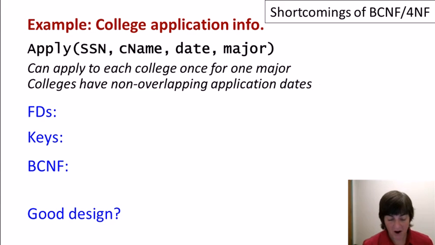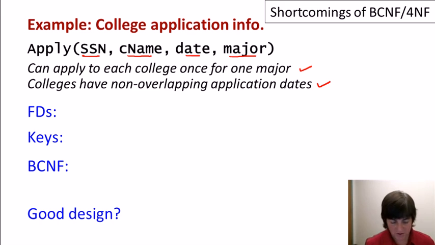As usual, we'll be using our college application information database, although each of our examples will be a bit different. For our first example, let's take a look at the apply relation, and let's suppose that we have the student's social security number, the college that they're applying to, the date of their application, and the major they're applying for. And furthermore, let's say that each student can apply to each college only once and for one major, so that'll be on one date for one major. Furthermore, let's suppose that all of the colleges in our database have non-overlapping application dates. And this is obviously contrived for the specific example that we want to demonstrate.